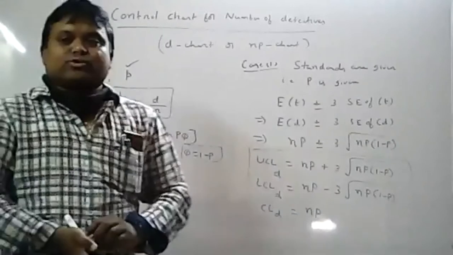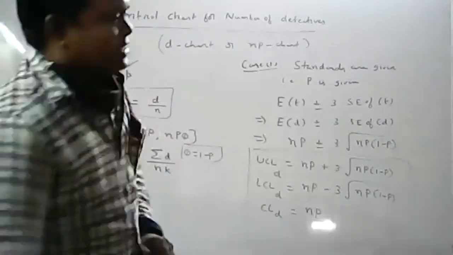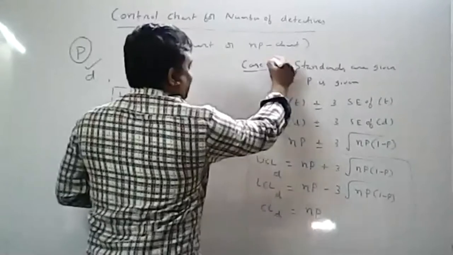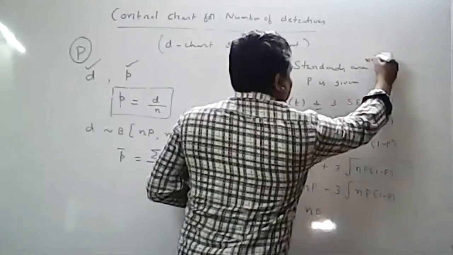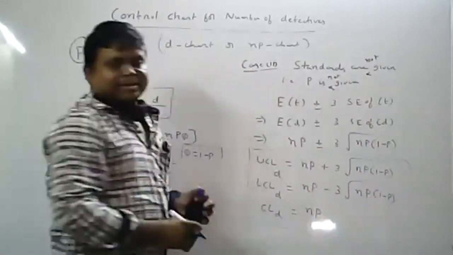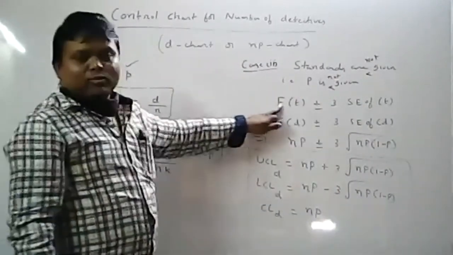So case 2, what is case 2? When standards are not given. So case 2 I will tell you now. Case 2 is nothing but when standards are not given. That means capital P is not given. Okay, then the formula won't change.